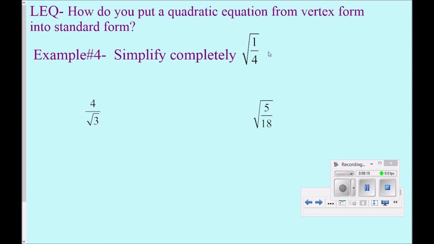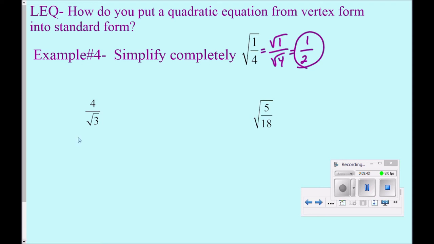So when I'm simplifying something like this one, the first thing I'll do is rewrite it as the square root of 1 divided by the square root of 4. The square root of 1 is 1, and the square root of 4 is 2. So 1/2 is the square root of 1/4. Now this one here, the problem with it, the reason it's considered not simplified is you can't leave square roots in the denominator of a fraction.